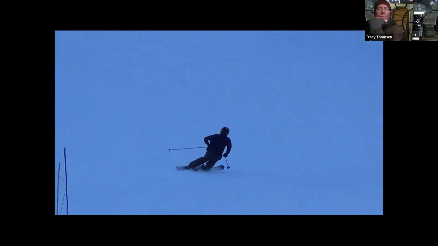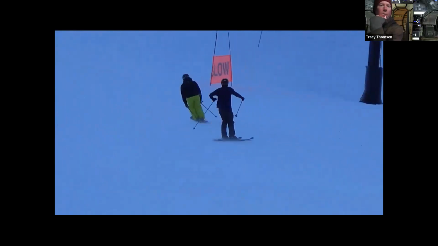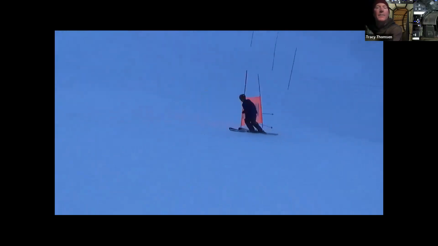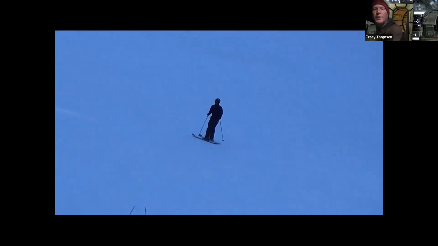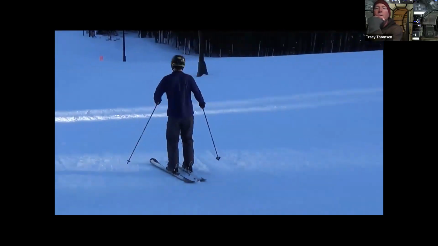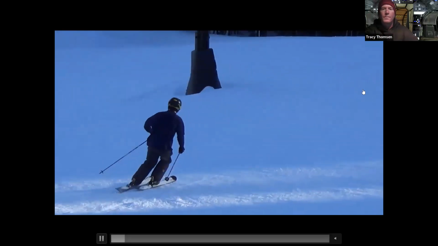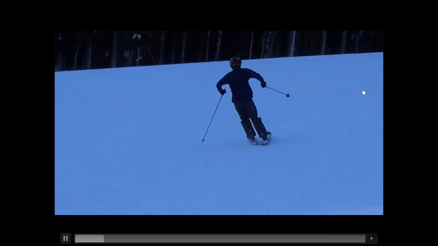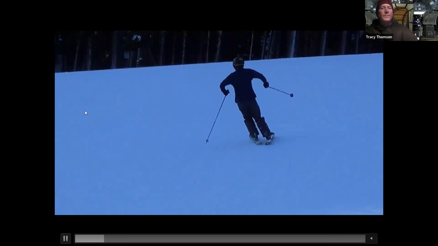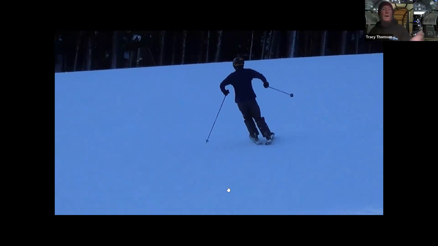So first of all, I want to pose a question to the group. Is this kind of the ideal image of a large radius basic carved turn on a set of skis? Yes. Perfect. Cool. So I'm in agreement as well. So we've got this person being successful.